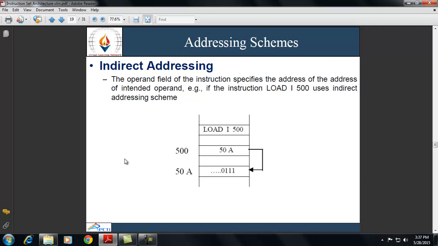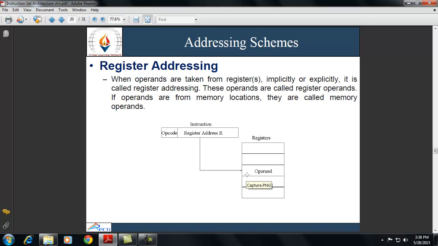Indirect addressing means the instruction contains the address which contains another address from which the operand can be fetched. You can see the operand field of the instruction specifies the address of the intended operand, that is if the instruction load 500 uses the indirect addressing scheme, that means 500 is an address which contains another address, that is 50A, and at 50A we will find the value of the operand. This is direct addressing and indirect addressing in case of memory addressing.